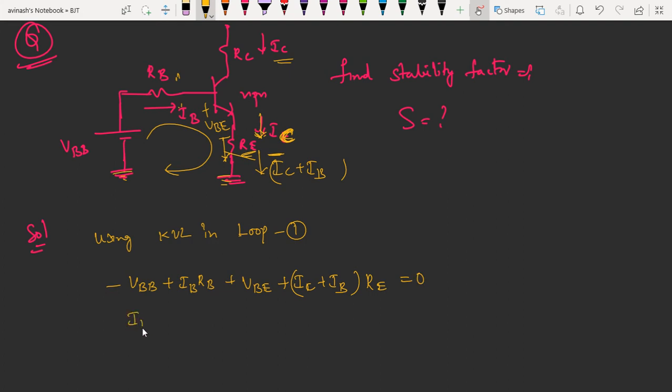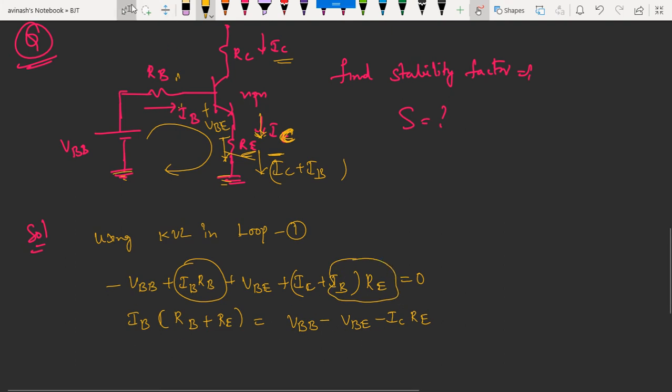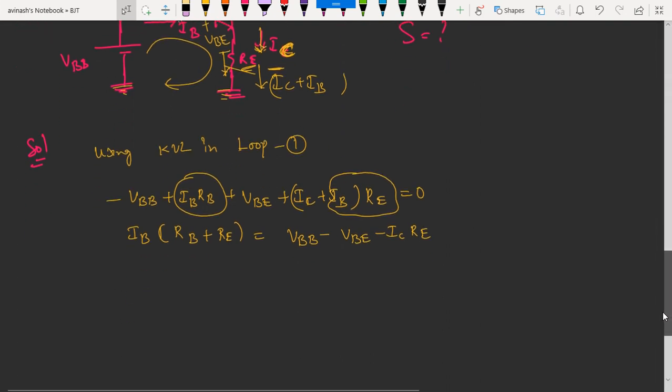Then IB into RB plus RE is equal to what we can write here: VBB minus VBE minus IC into RE. Hope you understand this point. I have taken IB common in the IB into RE term, so the remaining part will be like this. Then we can simplify this equation.